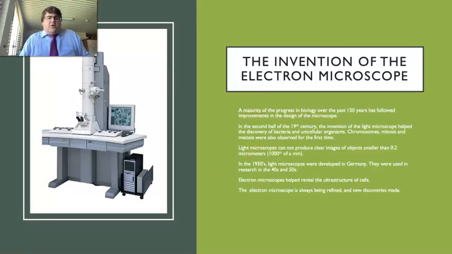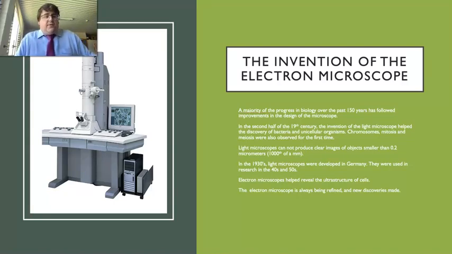A majority of progress in biology in general, because biology is the study of life, and most of that is at the cellular level, has been restricted by the improvements in what the microscope sees over the last 150 years. In the second half of the 19th century, inventing the light microscope helped us to discover bacteria and unicellular organisms that before we had no idea existed.